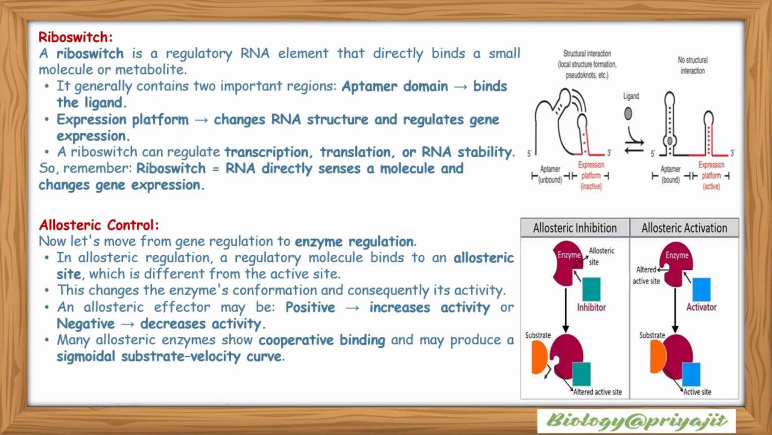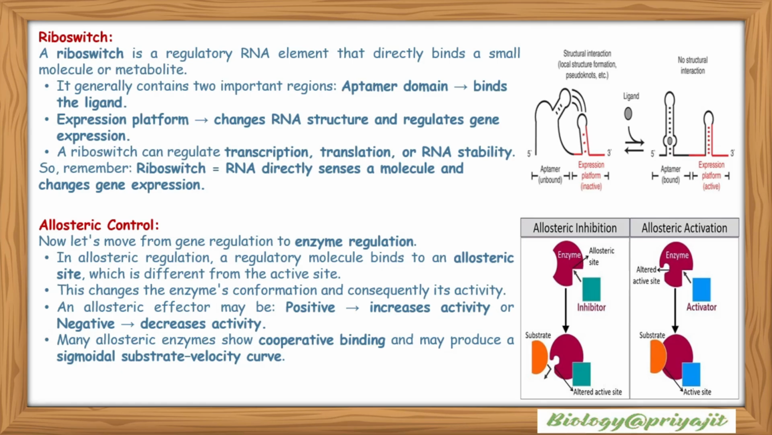Riboswitch. A riboswitch is a regulatory RNA element that directly binds a small molecule or metabolite. It generally contains two important regions: the aptamer domain, which binds the ligand, and the expression platform, which changes RNA structure and regulates gene expression. A riboswitch can regulate transcription, translation and RNA stability. So remember, riboswitch RNA directly senses a molecule and changes gene expression.